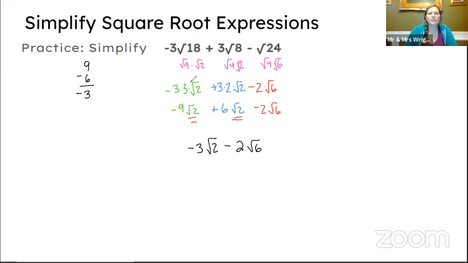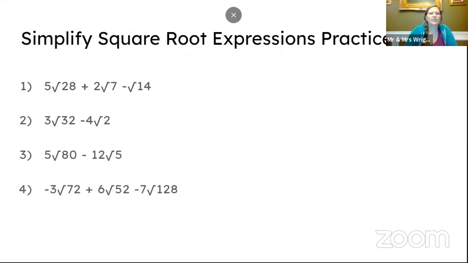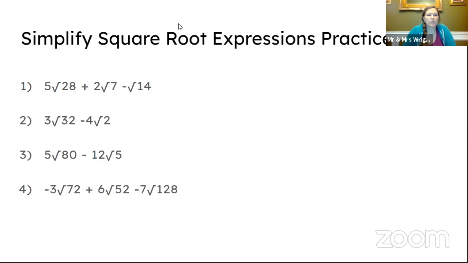Make sure you're taking notes. You can always pause and go back if you need to when you're taking your notes. So right now, I do want you to pause and practice numbers 1 through 4 here, and then unpause it when you're done and we'll go ahead and go over the answers.